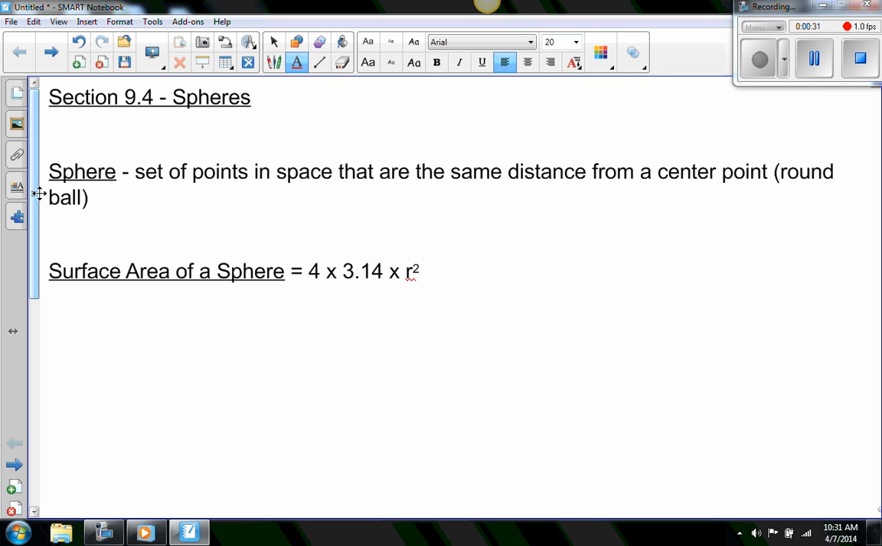If I wanted to figure out how much leather I needed to cover a basketball, that would be the surface area of a sphere. To do that, you take 4 times pi, which we're just going to use 3.14, times the radius squared.